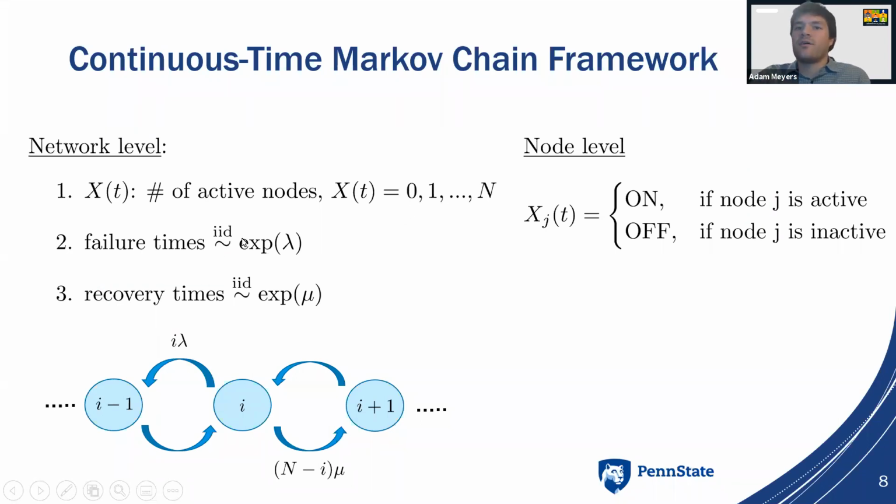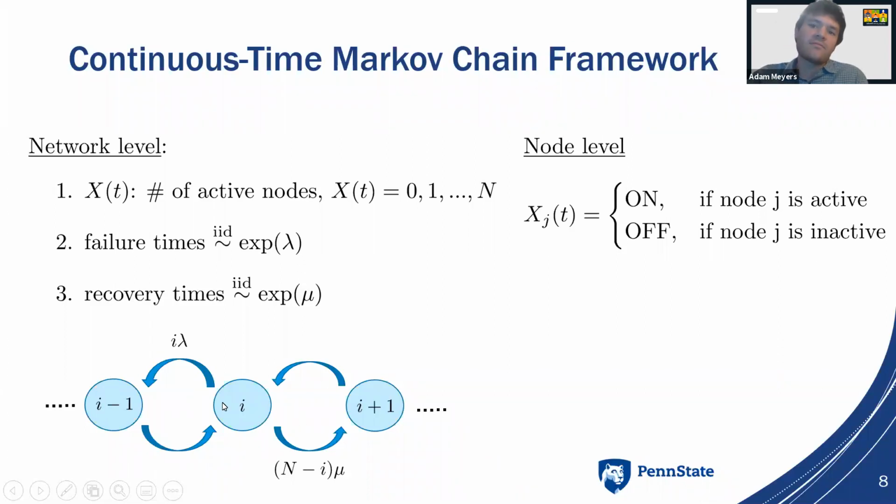Each node is equipped with a failure time that's exponentially distributed with a mean of lambda, and a recovery time that's also exponentially distributed with a mean of mu. So this rate diagram shows the Markov chain. If we're in state I, that means I nodes are active. If we want one more node to be active, then we need the current n minus I failed nodes to recover, right? So times the recovery rate.